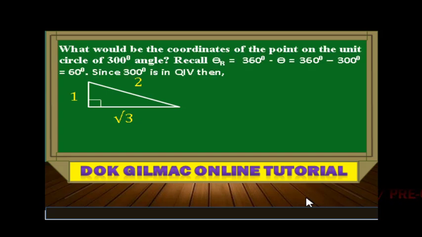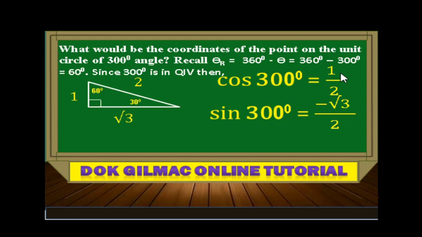What would be the coordinates of the point on the unit circle of 300 degrees angle? Recall, the reference angle is just equal to 360 degrees minus 300 is equal to 60 degrees since 300 degrees is in the fourth quadrant. Then we have cosine 300 degrees is equal to 1 half, sine 300 degrees is equal to negative square root of 3 over 2. So the coordinates are 1 half and negative square root of 3 over 2.